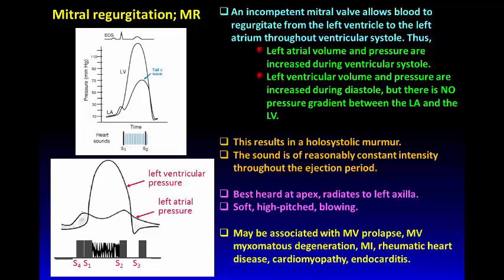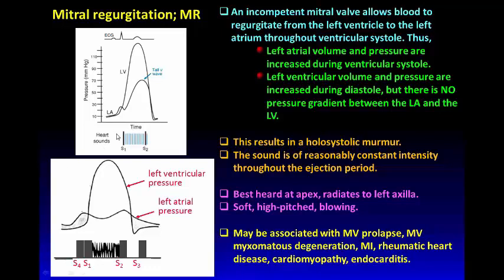Pathologically, mitral regurgitation might be associated with mitral valve prolapse, mitral valve myxomatous degeneration, myocardial infarction, rheumatic heart disease, and cardiomyopathy, and also endocarditis might result in mitral regurgitation.